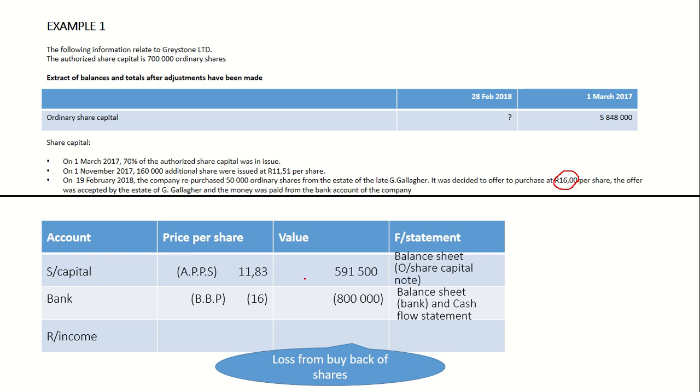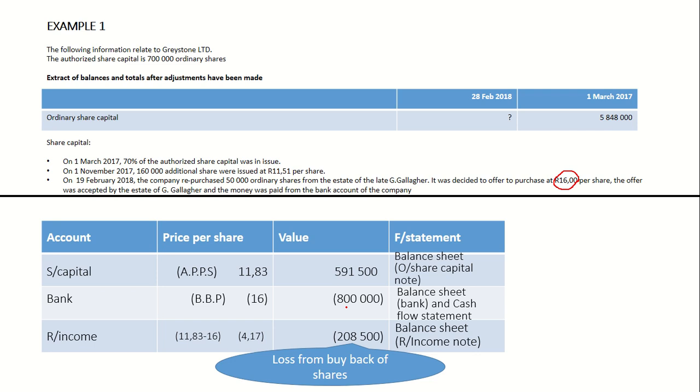But to buy back the same number of shares, 50,000 shares, we paid 16 rand. So we paid shareholders 800,000 rand. We only received 591,500, and we paid them 800,000. So we made a loss. We overpaid, and guys, we overpaid by 4 rand 17 cents per share, which is a loss, and this loss will be recorded in retained income, which is 208,500. It will reduce your retained income. Please wait until we have done the retained income.